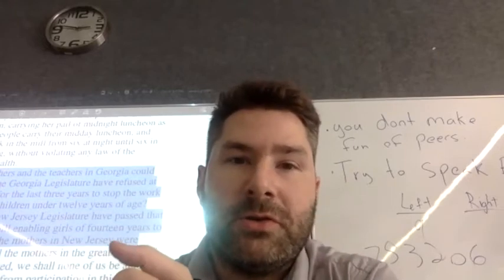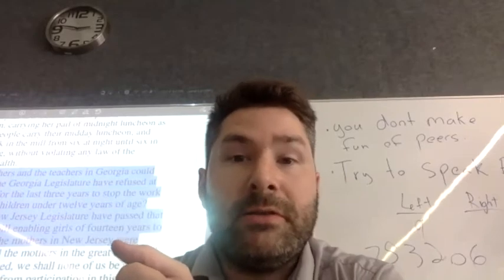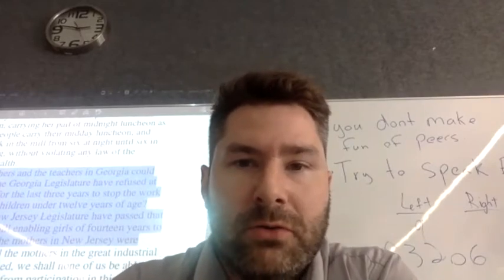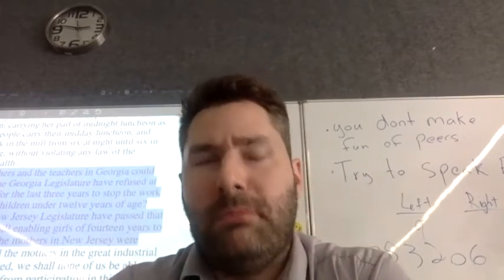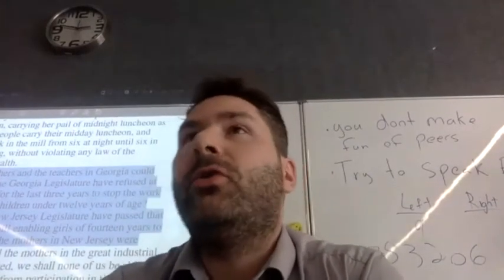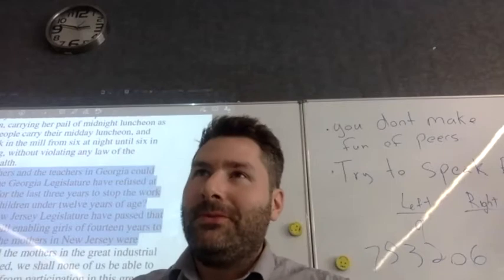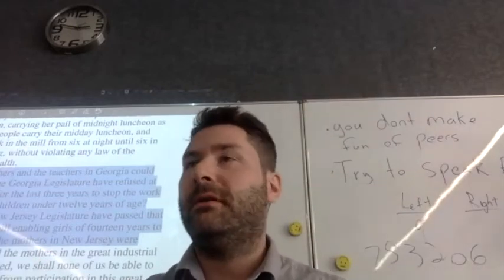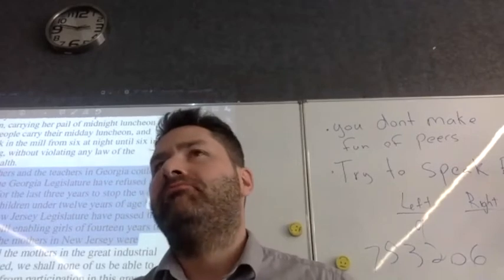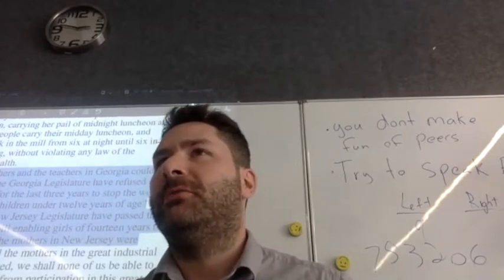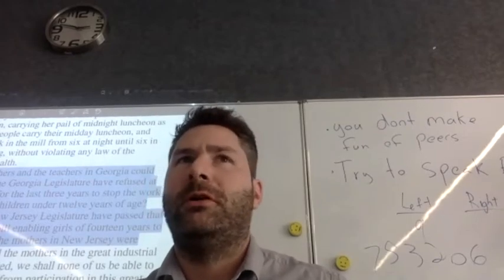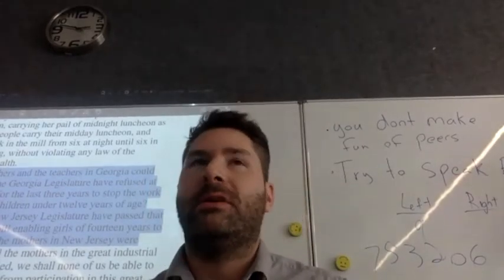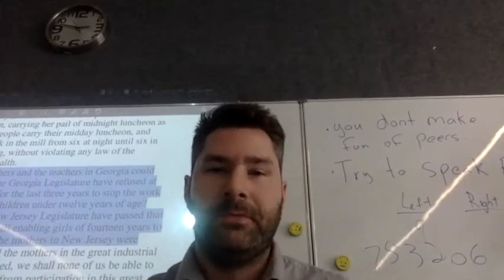"If the mothers and teachers of Georgia could vote, what would Georgia legislature have refused? Would the Georgia legislature have refused every session for the last 3 years to stop the work in the mills of children under 12 years of age?" Would they have done that? Of course they would have stopped that, right? There's no other answer. I suppose you could say maybe the mothers love having their children go off to work because it brings in extra income, but it seems unlikely that that's the conclusion you're going to come to, right?